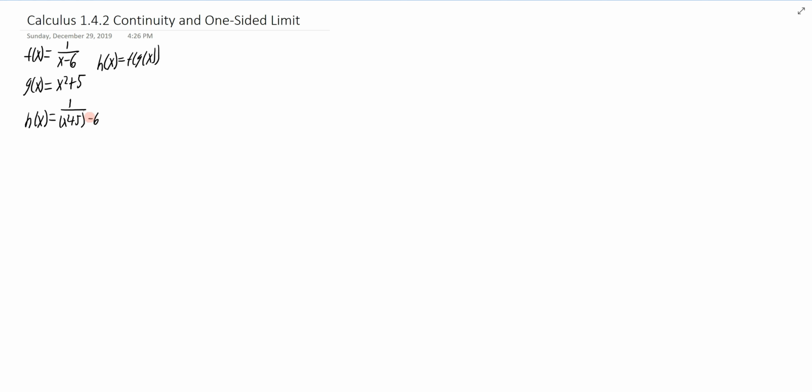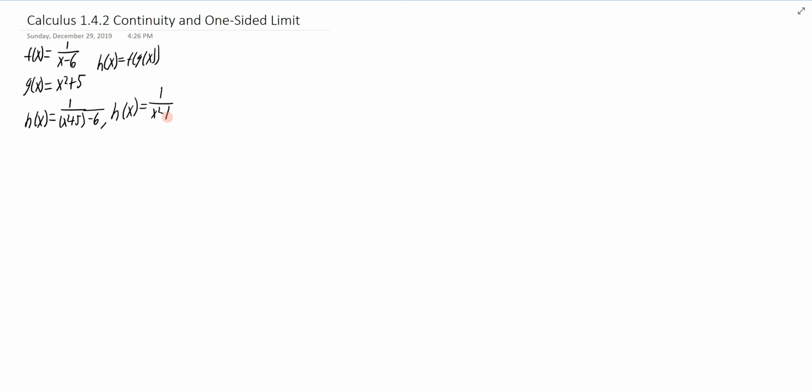The way that we did this was we said, okay, look, we have to put our g of x, which is x squared plus 5, and replace it into this x variable in 1 over x minus 6. So we end up getting 1 over x squared plus 5 minus 6. This simplifies down to h of x equals 1 over x squared minus 1.